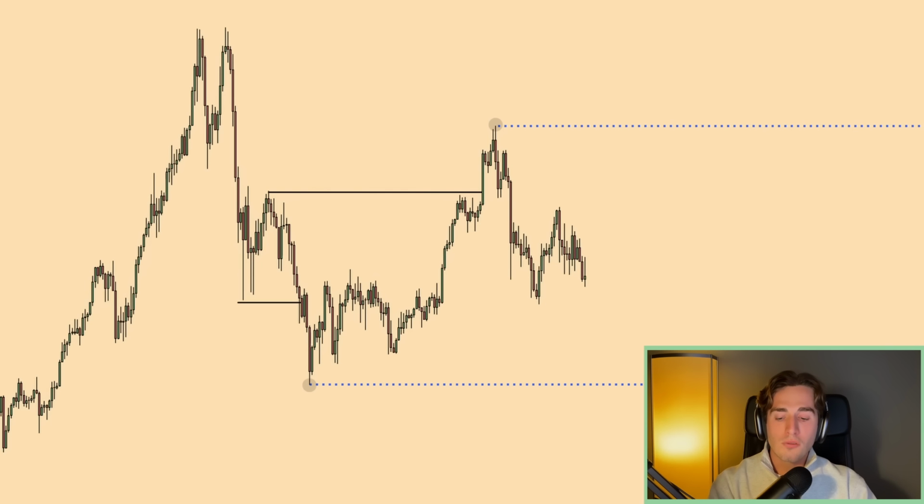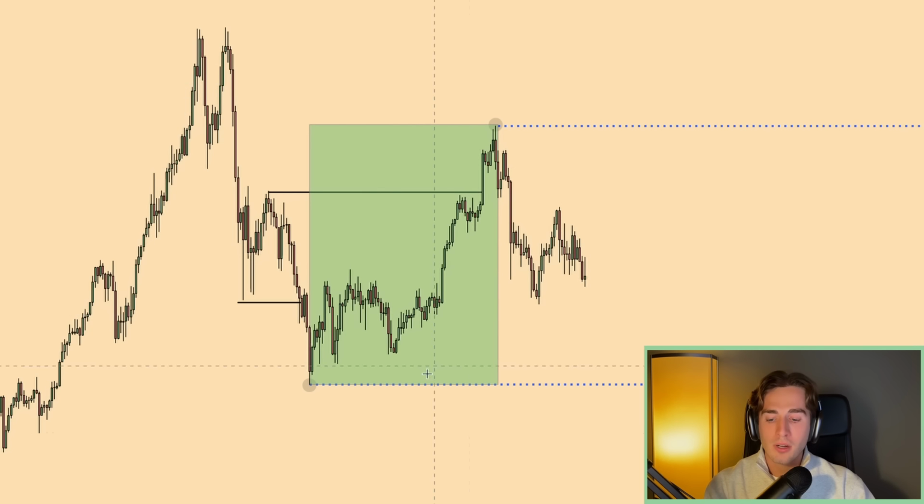Now, once the overall market structure is confirmed, we can then go and focus on our second piece of confluence, which is once again liquidity. So what I'm going to do is just like I did on the daily, draw in my overall impulse.